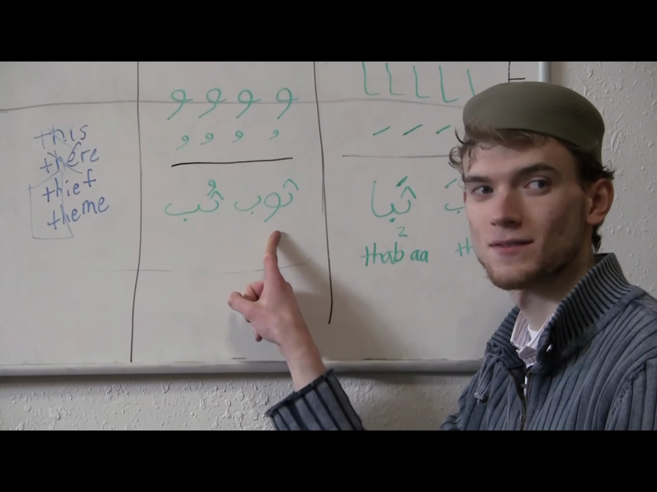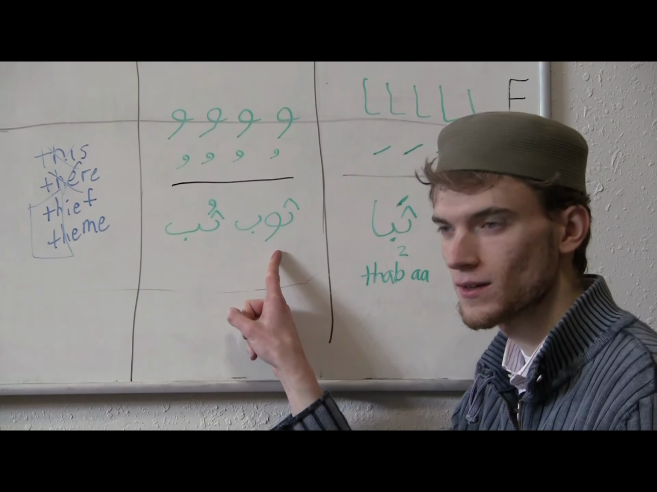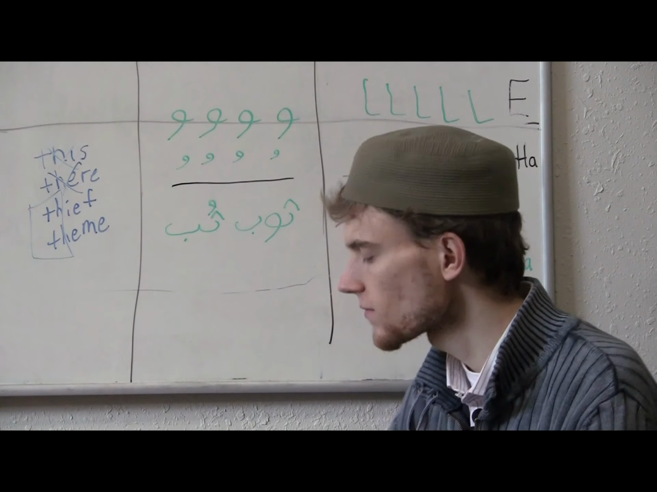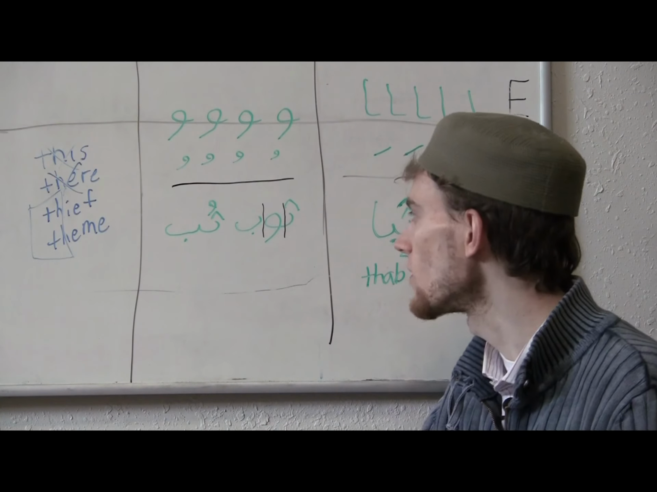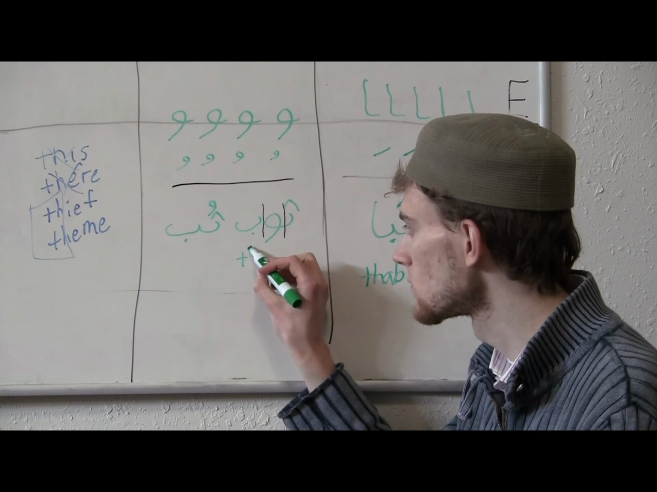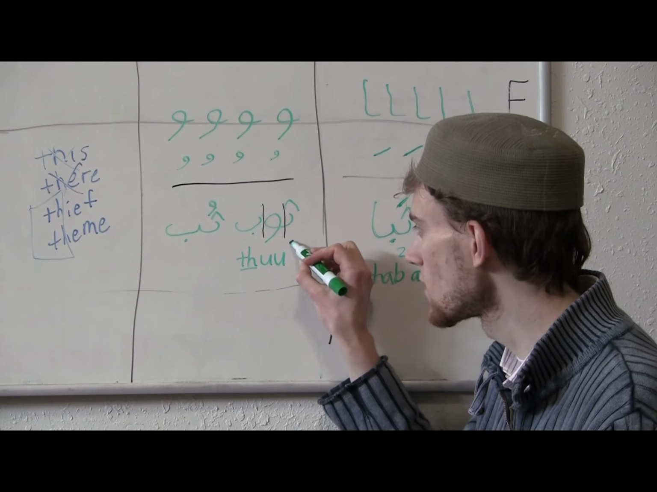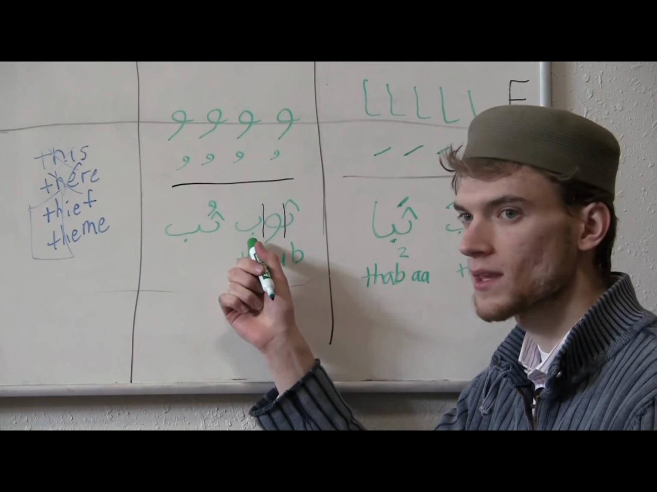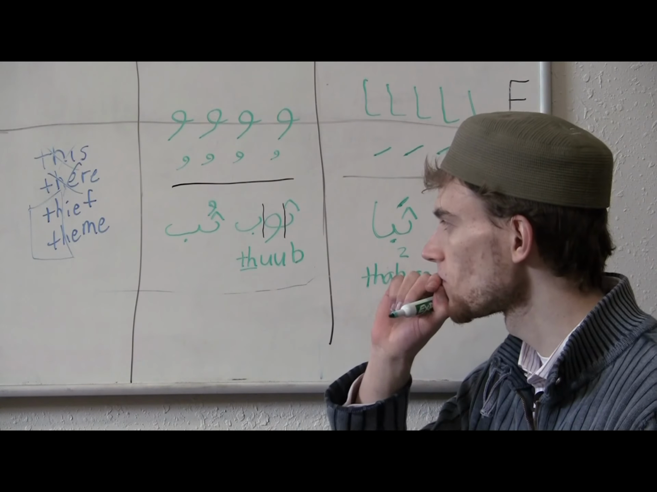Now, any volunteers for number one? Go ahead. Thawba. Okay. Close. Anyone else want to try? So we have three letters in this word. We have a thaa' in the beginning position, we have a waaw in the middle position, and we have a baa' in the final position. So we have thaa', right? Then a waaw, then a baa'. So how do we say this? Thub, right? Thub. Everyone with me. Thub. Thub.